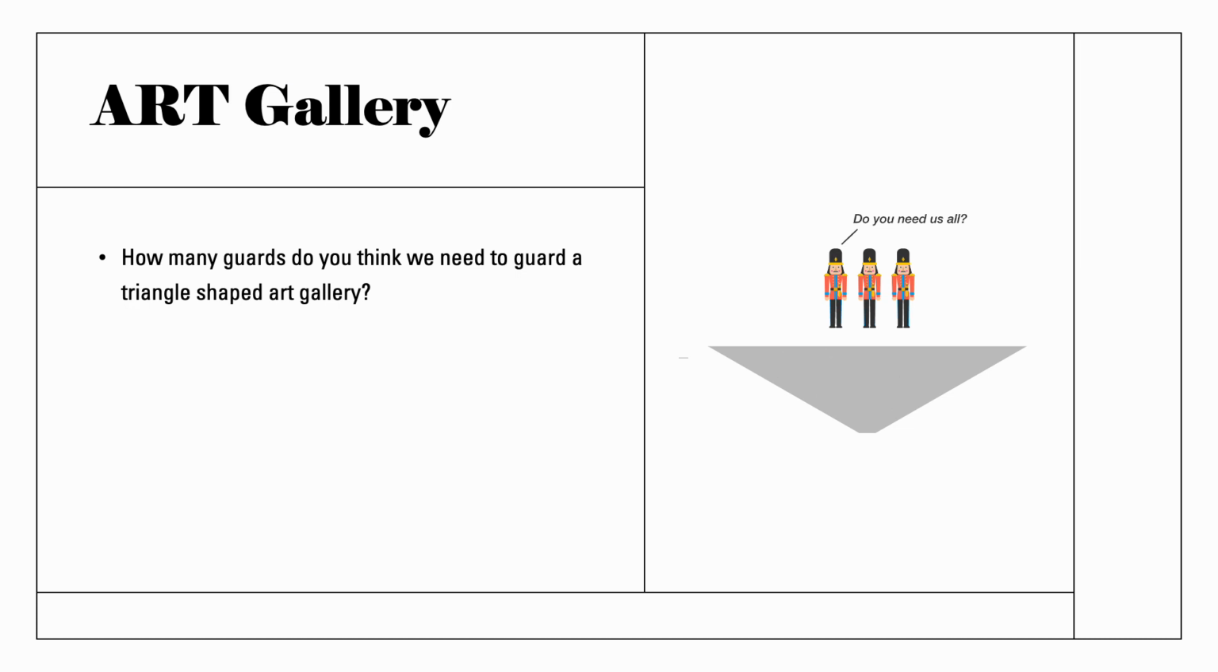Before going into the crux of the art gallery problem, let me pose you this question. How many guards do you think we need to guard a triangle shaped art gallery? Do you really need three guards? In this project, we're going to explore the very famous art gallery problem. This problem is a well known computational geometry problem and it poses the question: what is the minimum number of guards needed to observe the entire gallery at the same time?